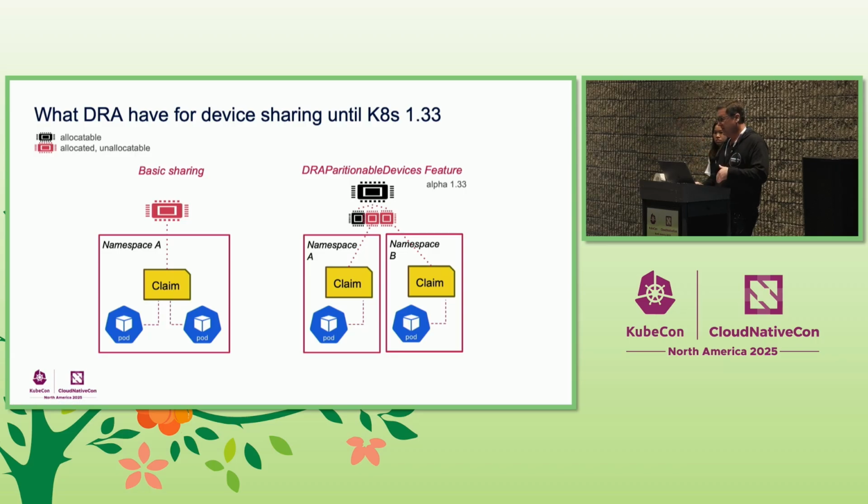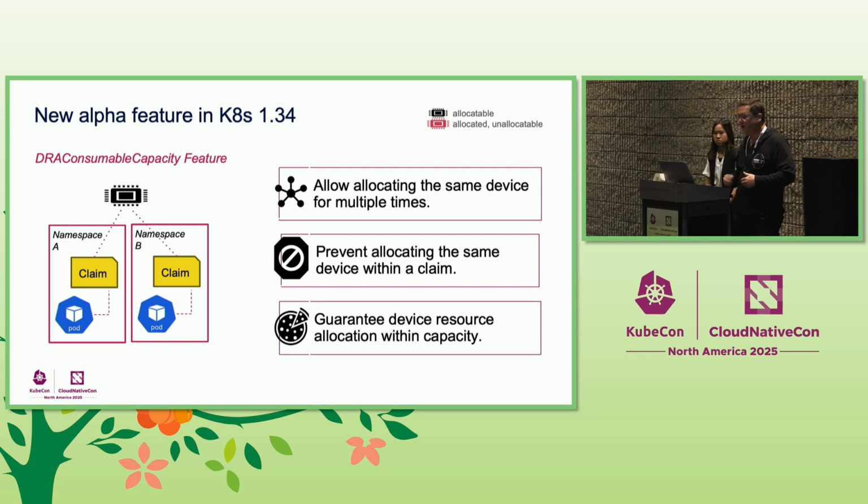So what does the new feature do? We call it consumable capacity, and it actually shifts that from there being a direct one-to-one between a claim and a device to allow multiple claims to reference the same device, but allow the platform to kind of regulate the access and the consumption of the resources on the device.